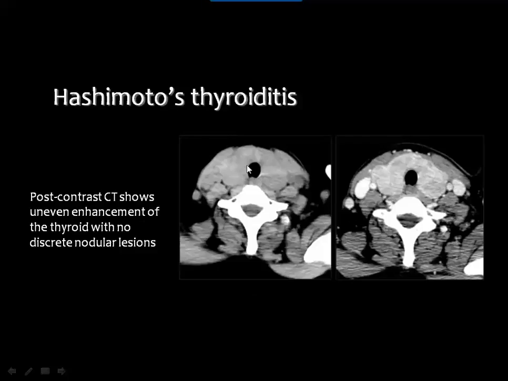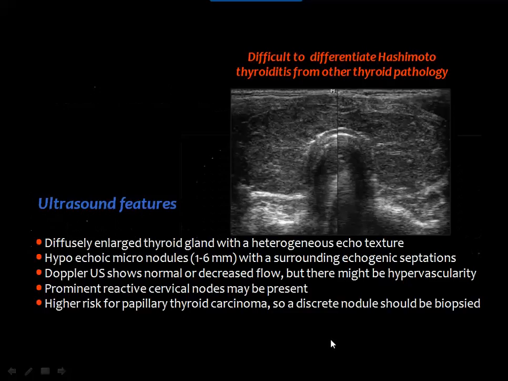But here, this is the pre-contrast scan and this is the post-contrast scan. You see diffuse, almost symmetrical enlargement of the thyroid lobes as well as the isthmus. They show almost homogeneous enhancement with lobulated appearance, and you cannot say that this is Hashimoto's thyroiditis unless you have the pathology.